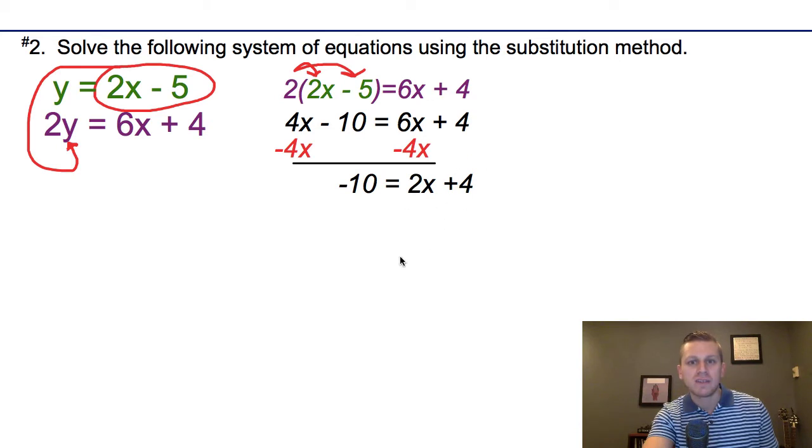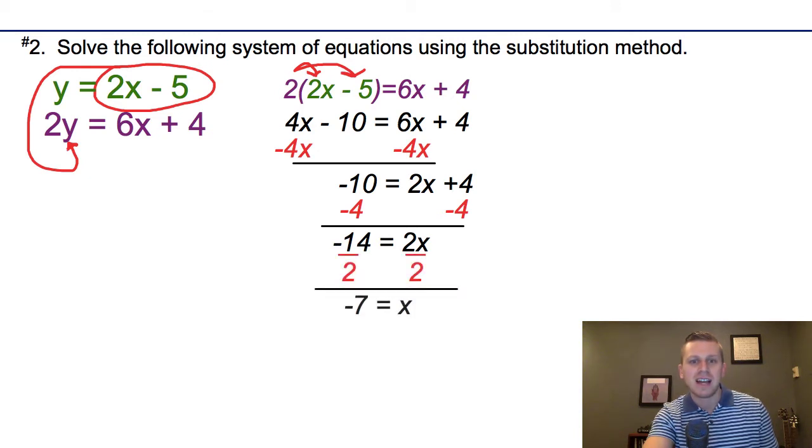Then I need to move this positive 4 to the other side. Subtract 4, I get negative 14. Finally, divide by 2, I get x equals negative 7. At this point, we're not finished. We still need to figure out what y is.